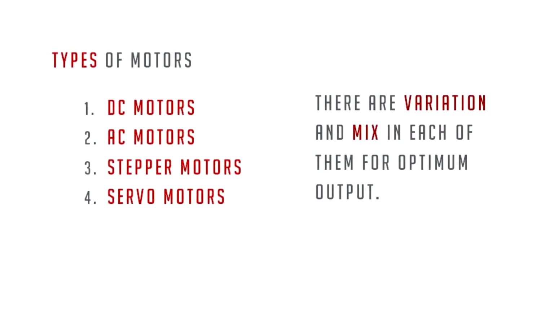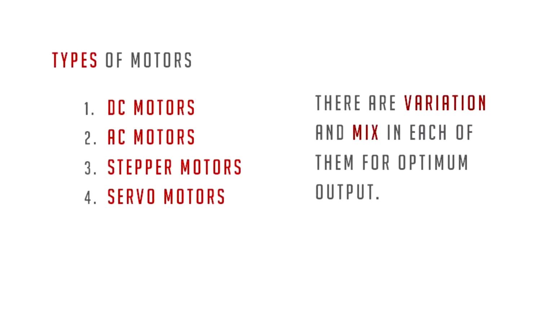There are commonly 4 types of motors used in the world for robotic systems. DC motors, that is direct current motors, which use direct currents. We're going to learn more about it in detail in a bit. Then we have AC motors, that's alternating current motors. Then we have stepper motors. Then we have servo motors. There are also variations and mixes in each of them for optimum output. Sometimes they would mix and match just to have a better output of the motors.